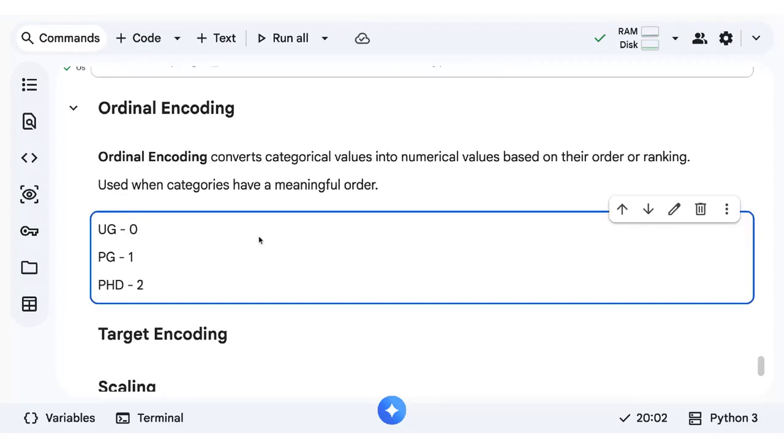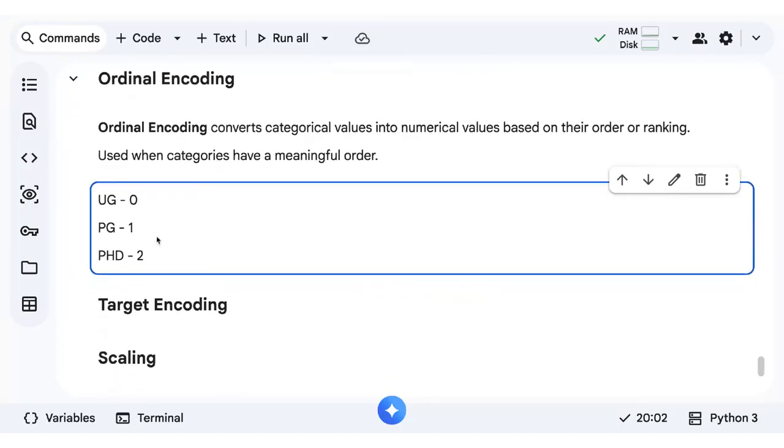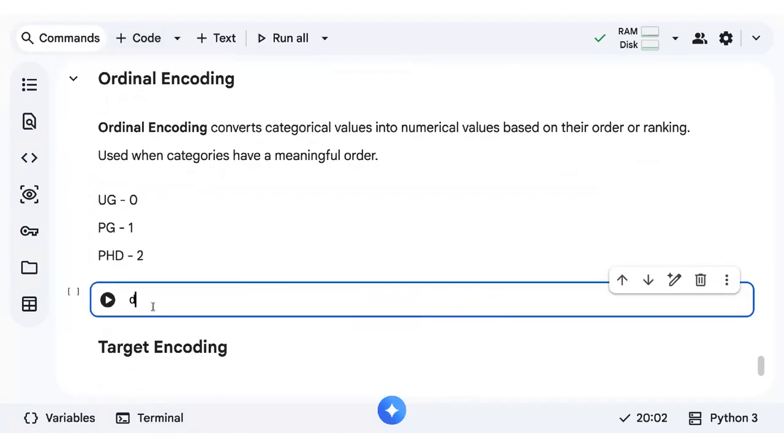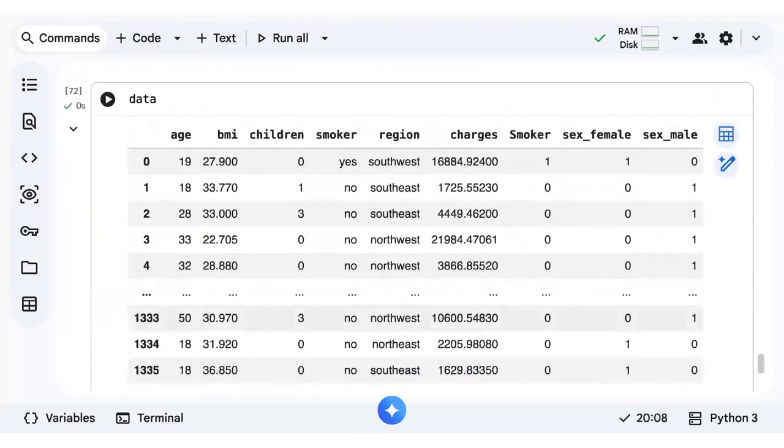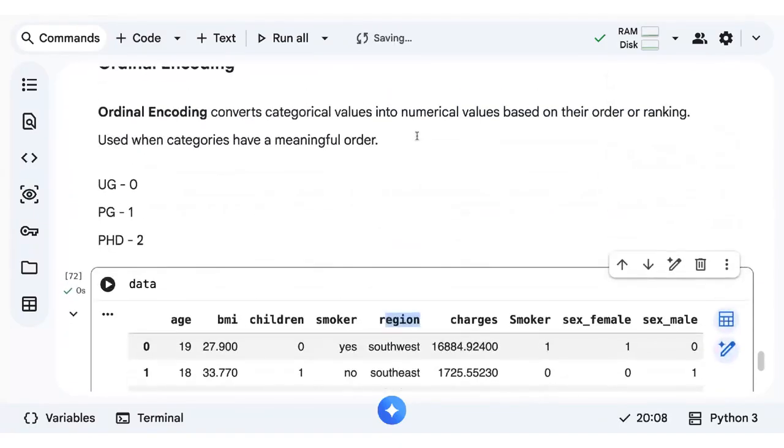So this could be done with the help of sklearn. But if you look into our data set, is there any column where ranking matters? No, right? Only region is left, but still we cannot give ranking to a region.